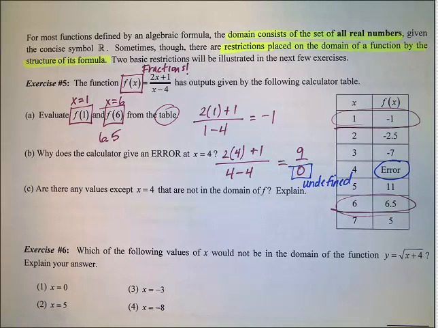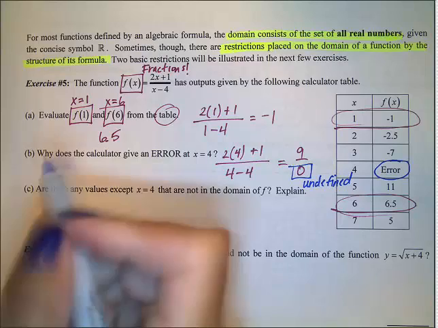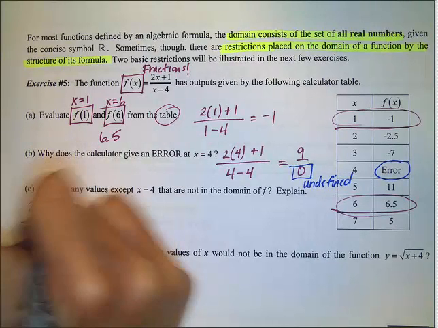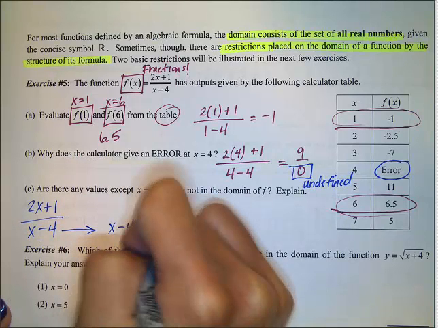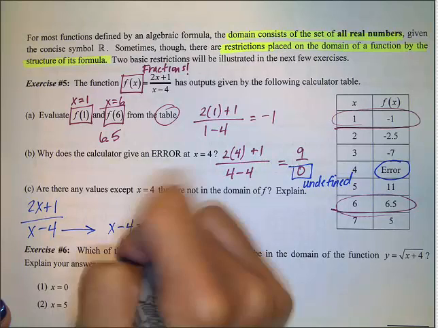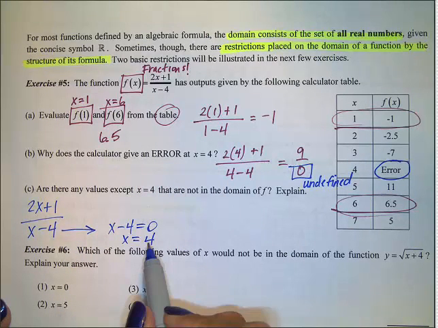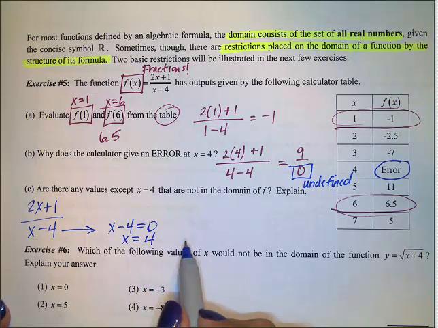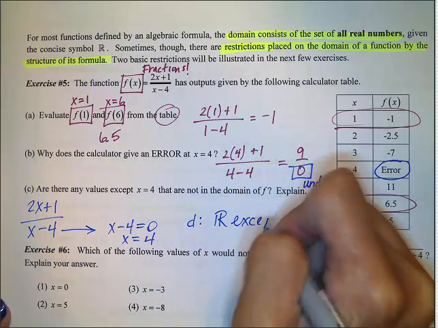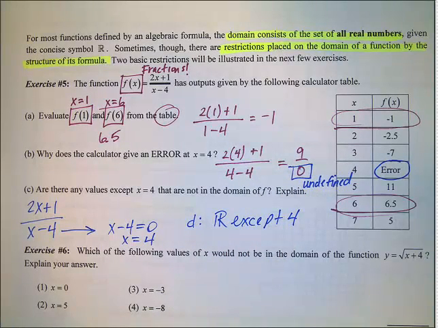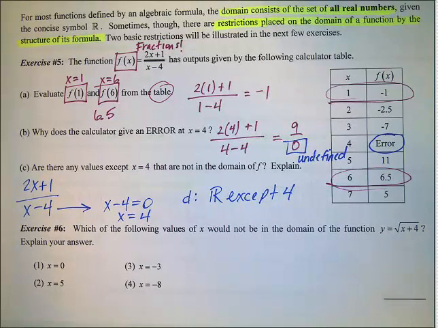Are there any values except 4 that are not in the domain of f? Explain. So look at this fraction, 2x plus 1 over x minus 4. The only value that makes x minus 4 equal 0 is 4. So 4 is the only value that cannot be in the domain. So your domain is all real values except for 4. That's hard, okay? So make sure you practice these exceptions because these are the hard ones.